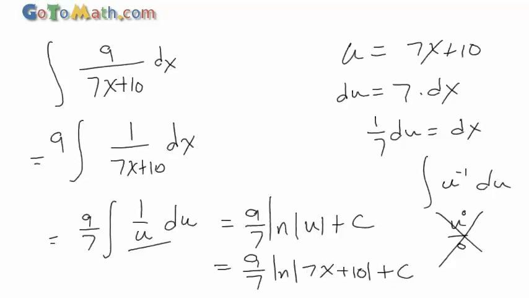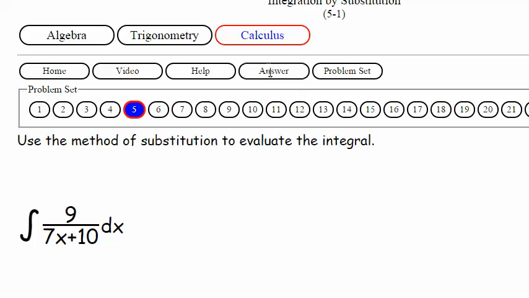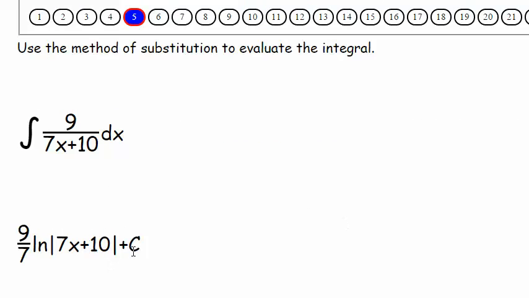But this here, we're going to have some negative numbers in here depending on what our domain is, so we're just going to put absolute value bars. Alright, where we at? That's it. Let's go over here, check answer. 9/7 natural log of 7x plus 10 plus c.